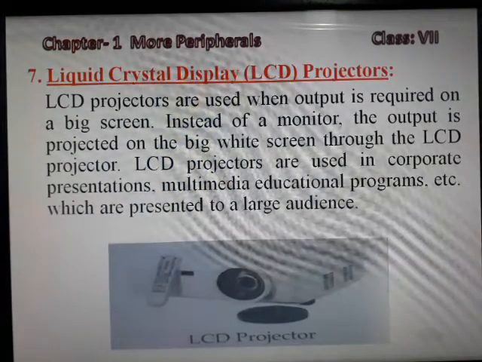Means LCD projectors are used when we need to display output in big screen. It is also used in corporate presentations, multimedia educational programs, etc. In this system, LCD projectors are used with computer. It shows the output on big screen.